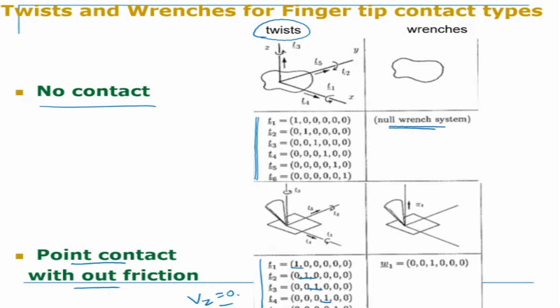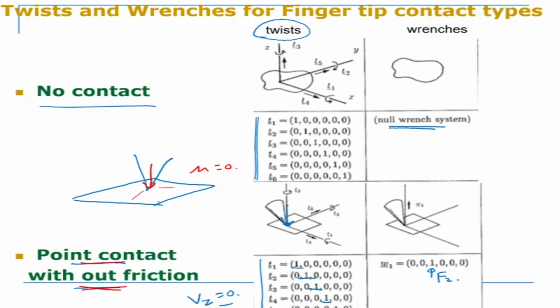Now in place of Vz, because there is a constraint there, I can apply a force in this direction, and that is coming here as Fz. So I can apply a force in this direction, and I cannot apply moments in any other direction or forces in any other direction. Why? Because there is no friction. If we apply a force here, because there is no friction, there is no normal reaction, because mu is equal to 0. So you can apply only one force. You cannot apply any moment because there is no friction again, and there is no surface contact. So point contact with friction basically means you can apply 5 twists and 1 wrench.